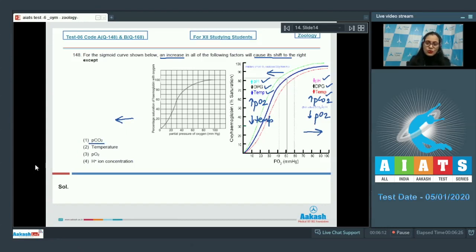The very first option given is PCO2, and increase in PCO2 will shift the curve to the right side. So this cannot be a correct answer to our question. Next option is temperature, and increase in temperature will result in the shift of this oxygen dissociation curve to the right side. So this cannot be a correct answer. Third option given is PO2 or partial pressure of oxygen, and increase in partial pressure of oxygen will cause the shift of this oxygen dissociation curve to the left side. So this is a correct answer to our question. And the last option given is hydrogen ion concentration. An increase in hydrogen ion concentration or acidity leads to the shift in this oxygen dissociation curve to the right side. So this cannot be a correct answer to our question. So the correct answer to this question is option number 3. Let's move on to the next question.